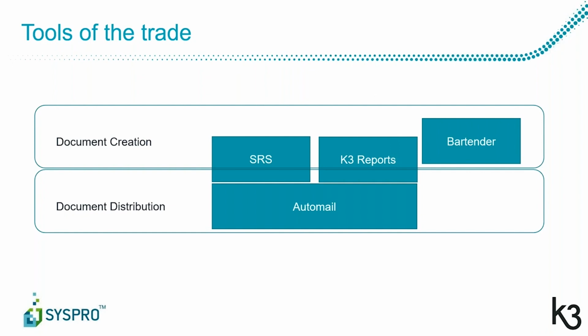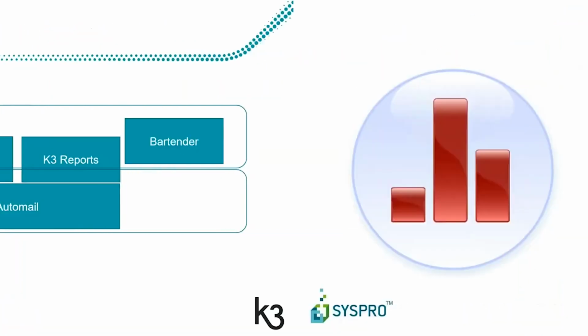And then purely on the document distribution side, we've got AutoMail that focuses purely on document distribution, whereas with SRS and K-through reports, you have the ability to do document distribution as well. Okay, so let's learn a little bit more about those 3 tools.